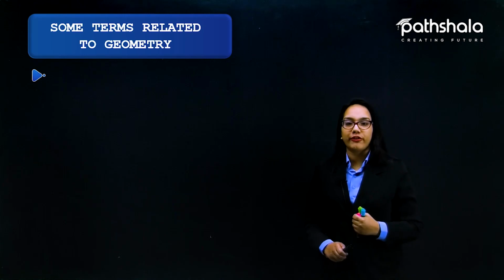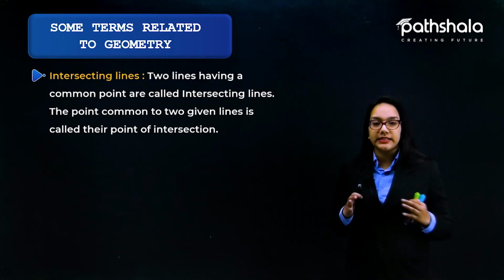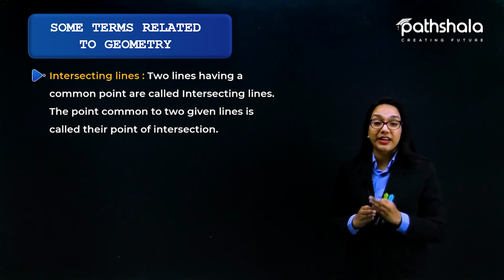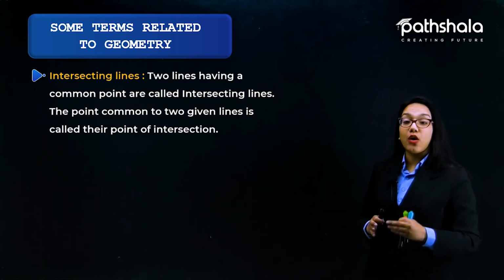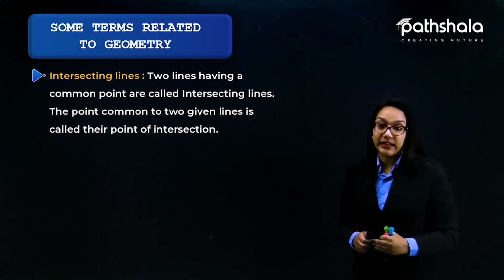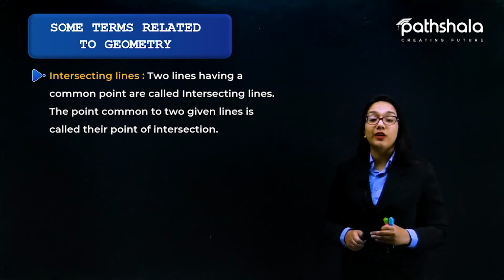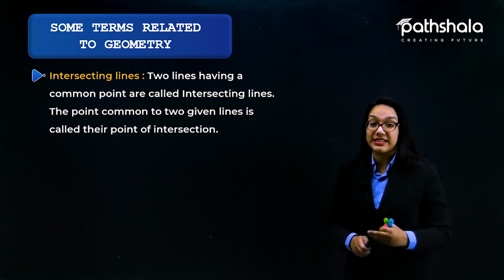Let's talk about the further term, which is called intersecting lines. Intersecting means those which are intersecting each other. Two lines having a common point are called intersecting lines, and the point common to the two given lines is called their point of intersection.